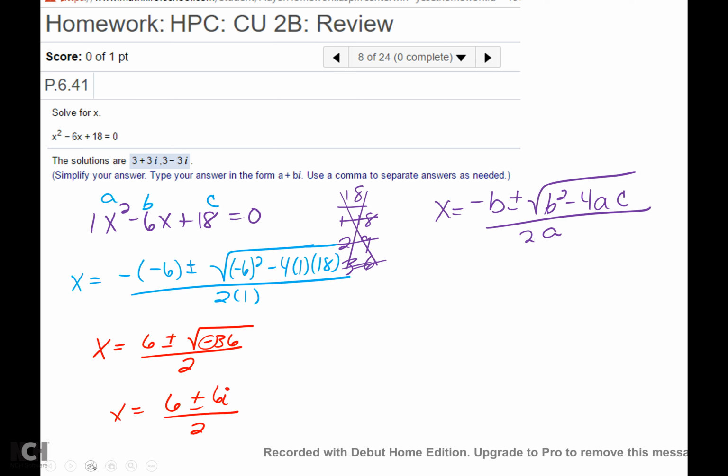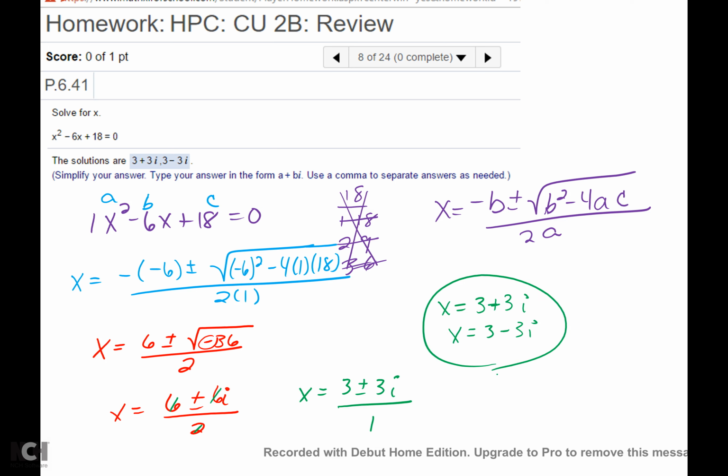Then I can reduce all of those by 2, and I get x equals 6 divided by 2 is 3, plus or minus 6 divided by 2 is 3i, over 2 divided by 2 is 1. So x equals 3 plus 3i, and x equals 3 minus 3i. Okay? I had to get two solutions. I did. They're both imaginary, which means this won't touch the x-axis.